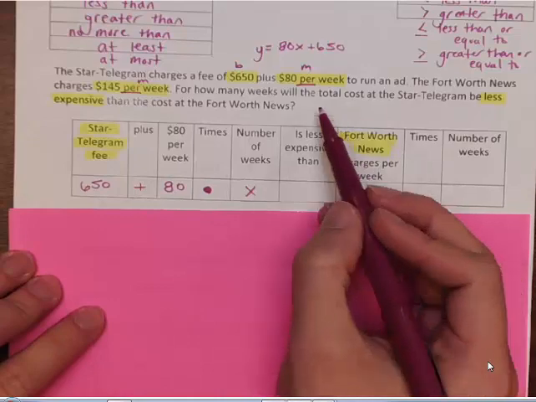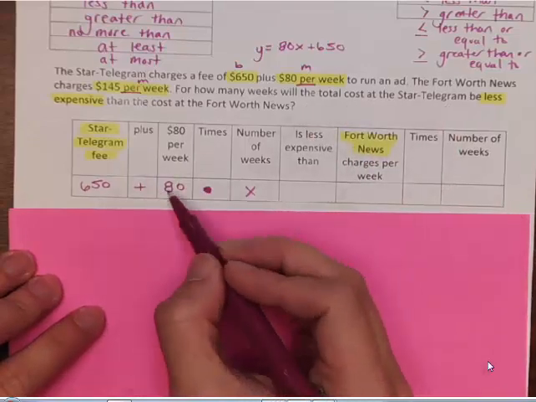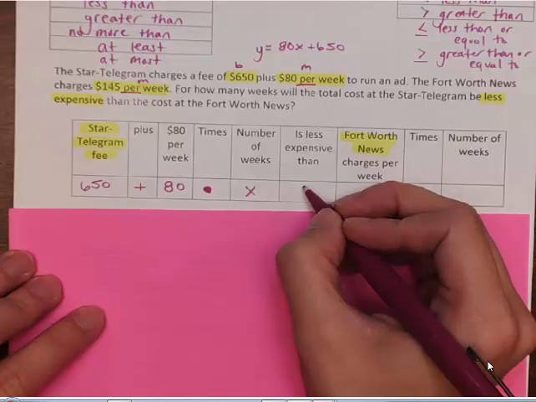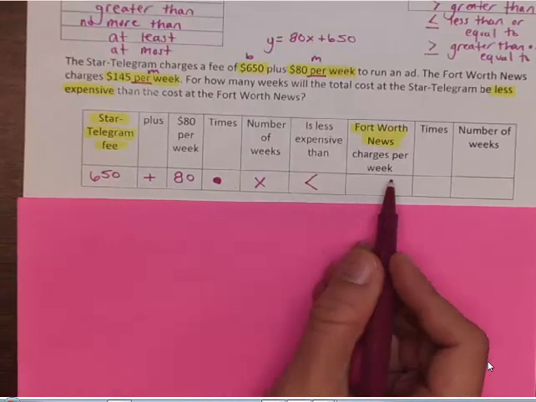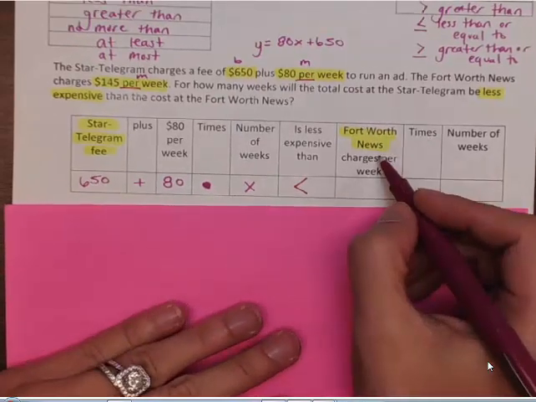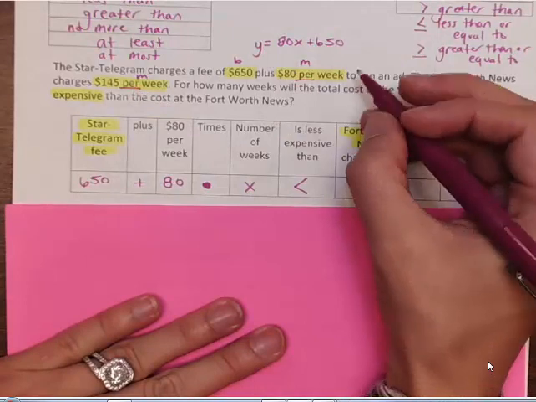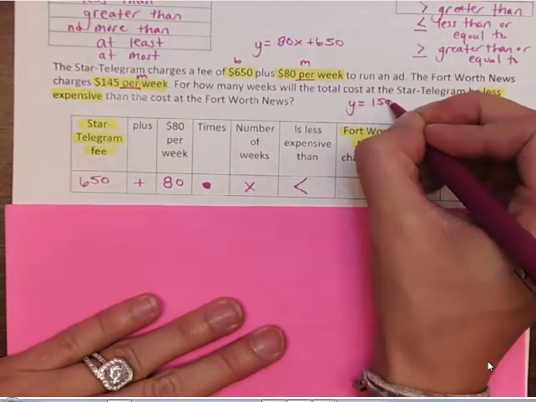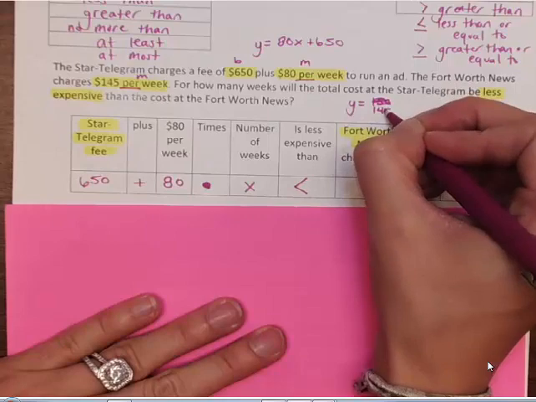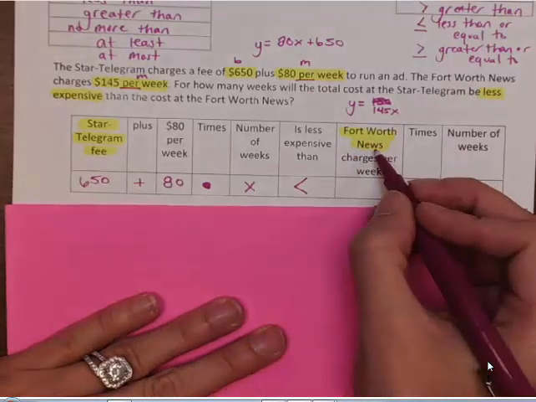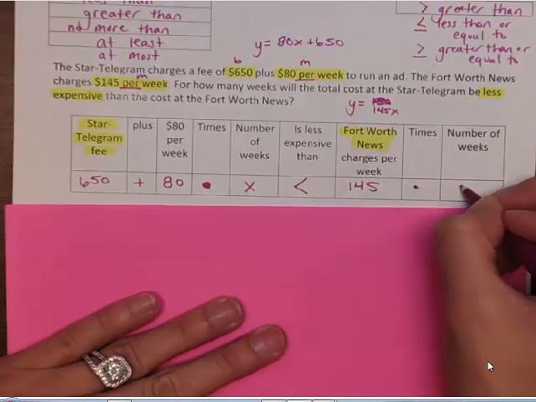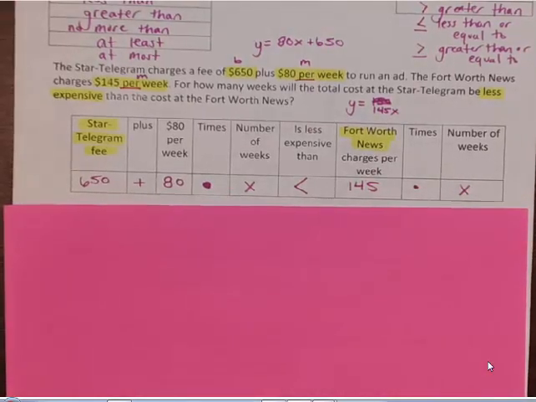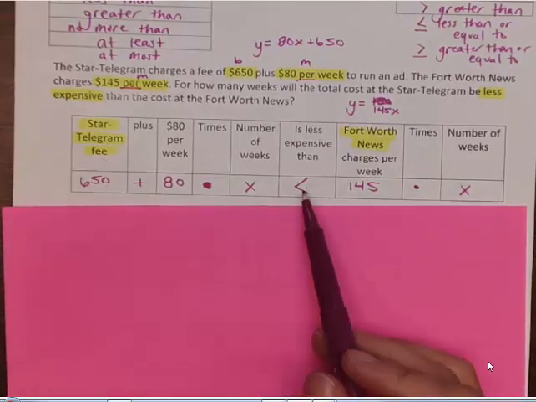Now again, we're comparing to see how much STAR Telegram will be less expensive. So less than is going to be this symbol right here. STAR Telegram has to be less than the Fort Worth News. So now looking at the Fort Worth News, again from my equation would just be y is equal to 145x. So Fort Worth News charges per week. They charge $145 per week, so I'm going to be multiplying times x. x represents the number of weeks, and I just wrote my two equations to figure out at what point the STAR Telegram will be less than the Fort Worth News.